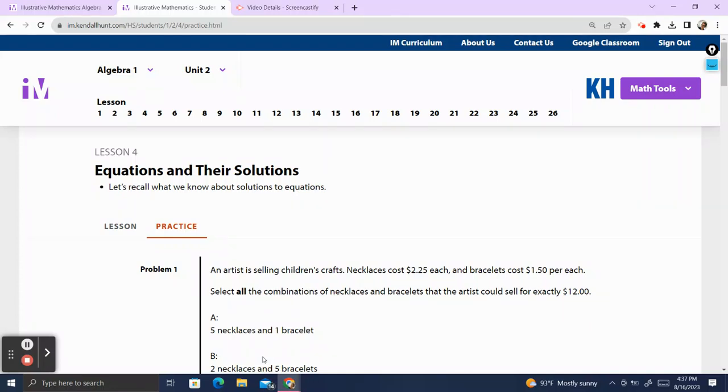Today we're going to be talking about Illustrative Math, Algebra 1, Unit 2, Lesson 4, and we'll do the practice problem set together.